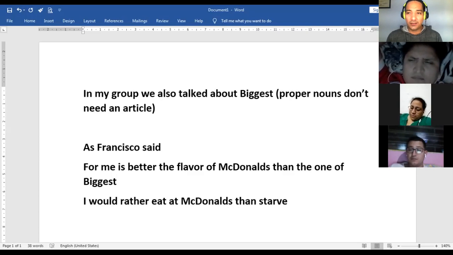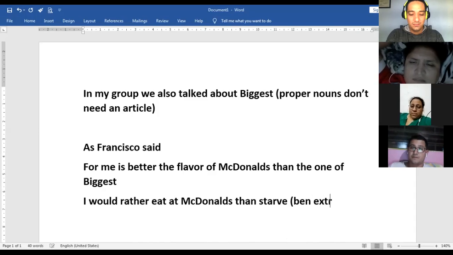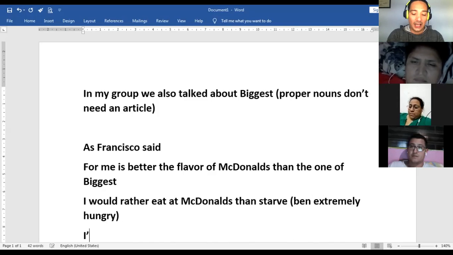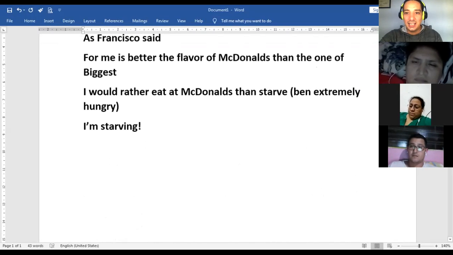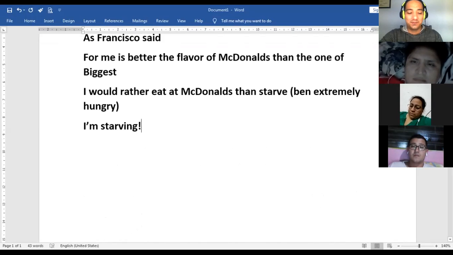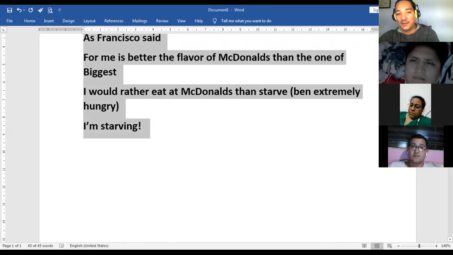Let's say you don't like McDonald's, you hate hamburgers, but you would rather eat at McDonald's than starve. You know what is to starve? Being hungry? Extremely hungry. Yeah. That's the meaning of starve. And you can use it like saying, I'm starving. I'm dying. You know, hungry. I'm starving. Excellent, guys. That's learning. Any questions?